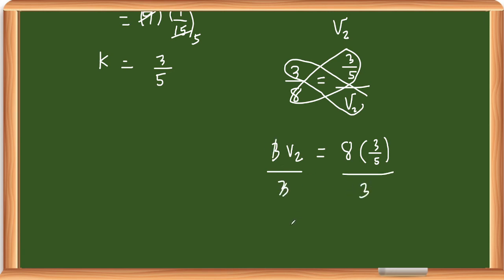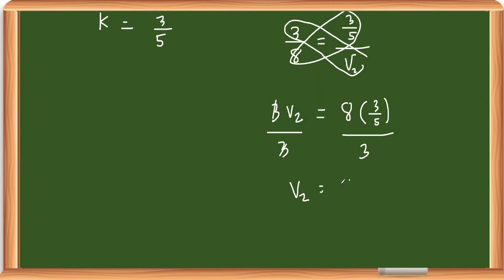Okay, so what's left is v sub 2 na lang. And then, compute na natin to. Sabi ko nga, pag nagdi-divide ka, it's the same thing as multiplying it to the reciprocal. So, ito, parang 8 times 3 over 5 times 1 over 3. No?